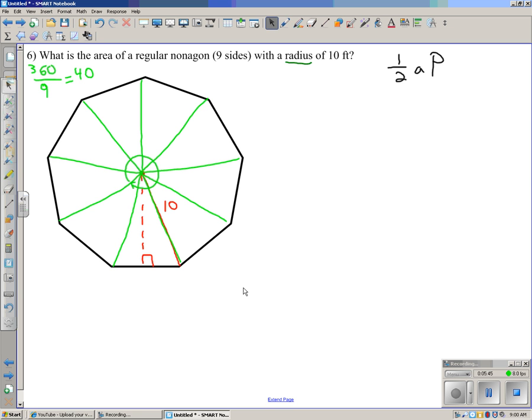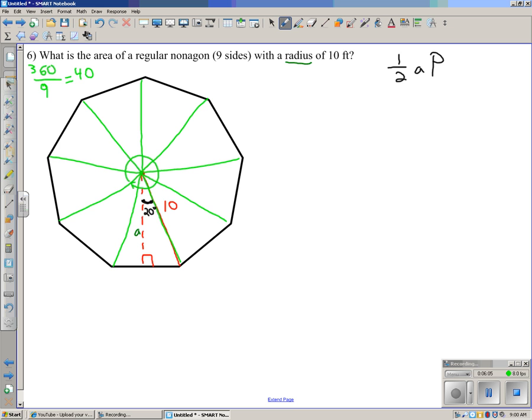But again, for my reference, I want this little black angle here. So if I divide 40 by 2, I get 20 degrees. That's the angle in the right triangle that I actually care about. Okay, now I have to find the apothem, and I have to find the perimeter. We'll do the apothem first.